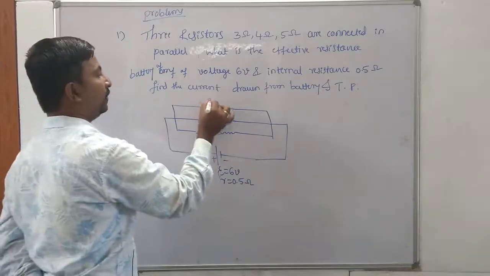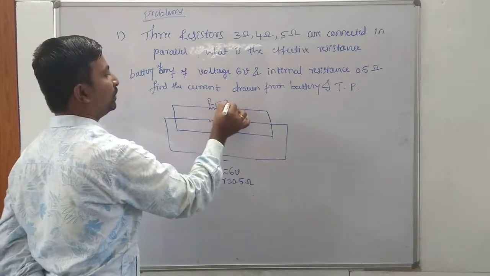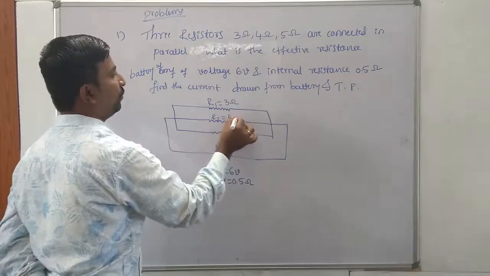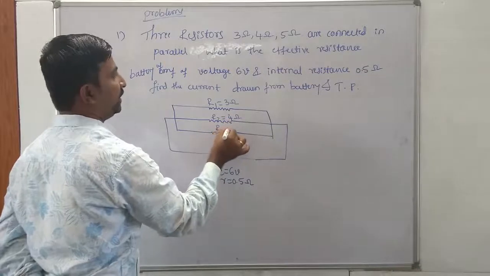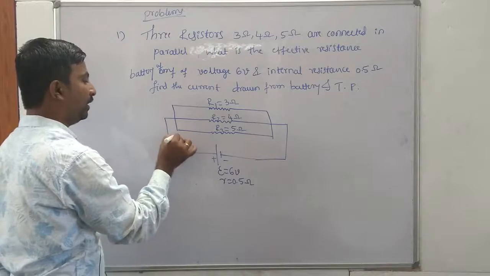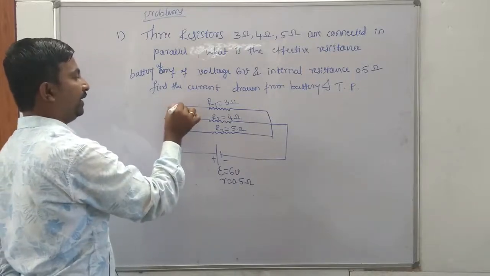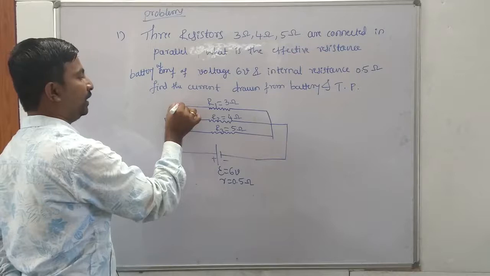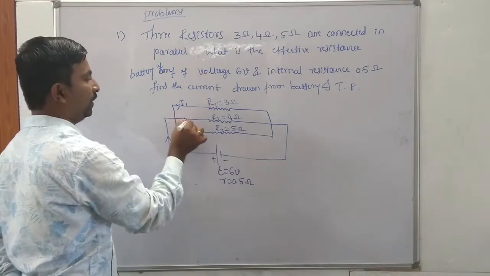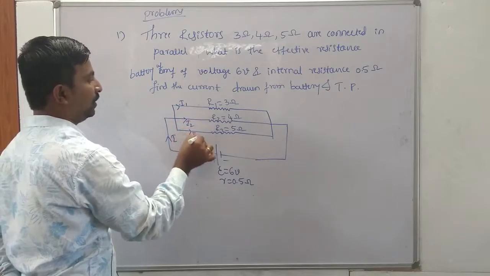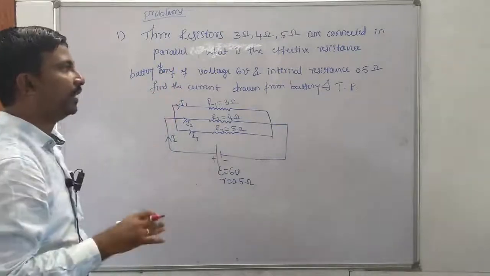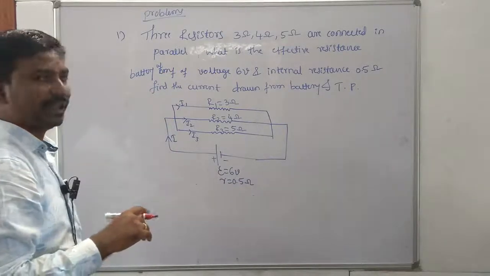R1 is equal to 3 ohm, R2 is equal to 4 ohm, R3 is equal to 5 ohm. This is the total current I. Here the current is divided. These currents are called I1, I2, I3. First we can find out the effective resistance of the combination of the resistors, isn't it?